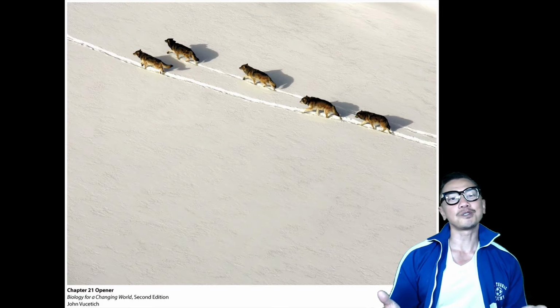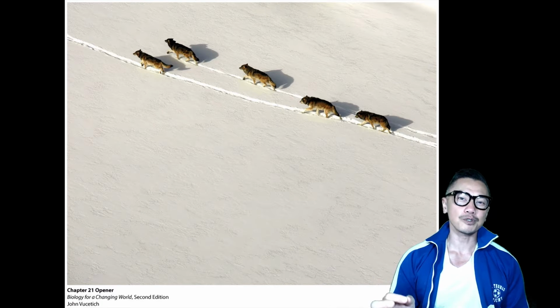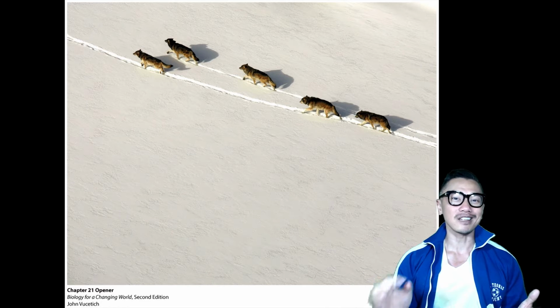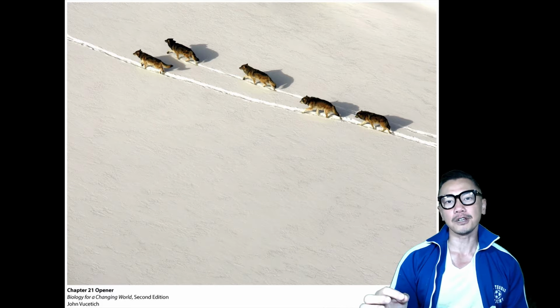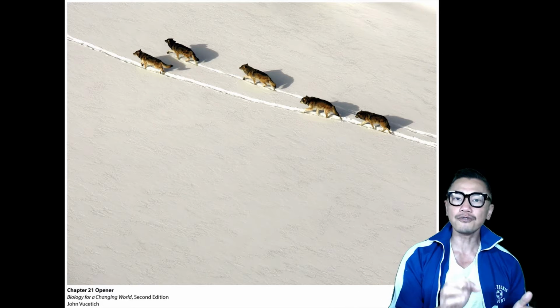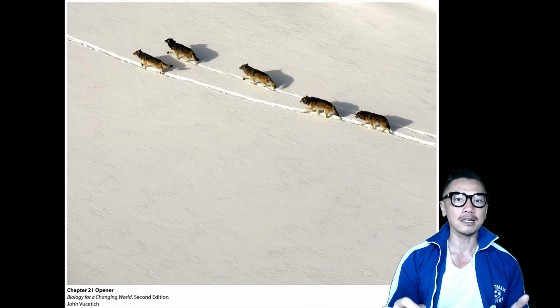We'll focus on one area of ecology called population ecology. The chapter case study focuses on wolves and moose on Royale National Park. Royale National Park is in northern Michigan on the United States-Canada border. Ecologists have been studying wolf and moose populations there for many, many years.